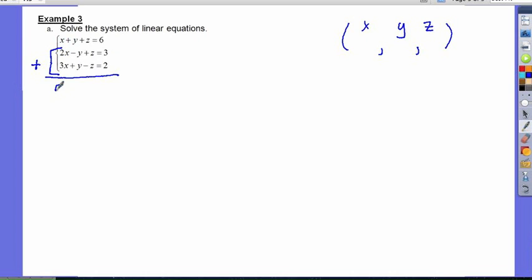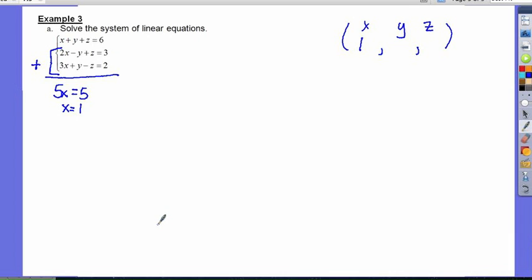2x plus 3x is 5x. Your y's will cancel. Your z's will cancel. 3 plus 2 is 5. And to solve for x, you divide by 5 and x equals 1. So even though that looked kind of long, I ended up getting just x equals 1 out of that. So I know that one of my variables is 1.